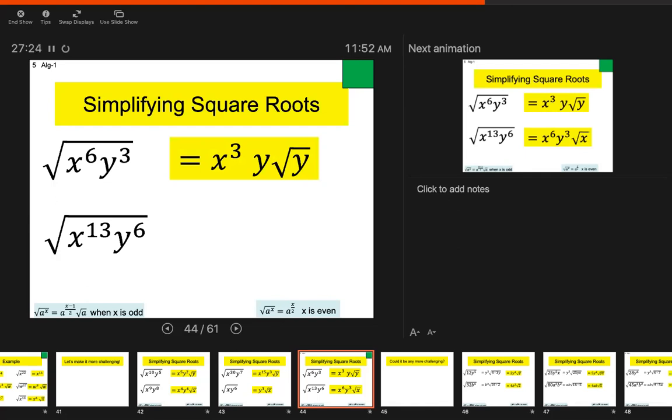Second one, variable at a time. 13 is odd. 13 minus 1 is 12. Half of 12 is 6. We get x to the 6th on the outside, x on the inside. Y to the 6th, that's even, so we take half of 6, that's 3.